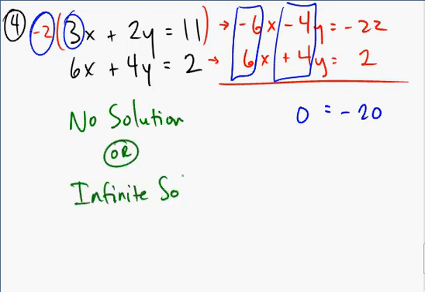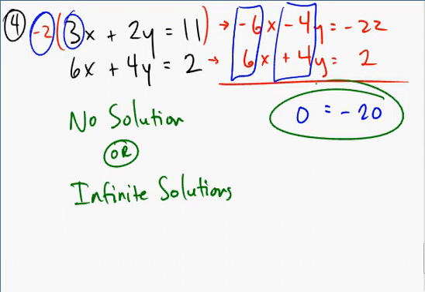Okay? Now, you have to decide when this happens, which one is it? Is it no solution or infinite solutions? No solution. The way you know is if after it cancels out you have just a number on the left and a number on the right, okay?